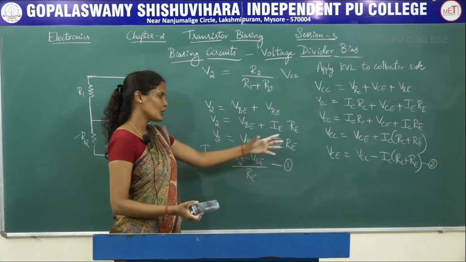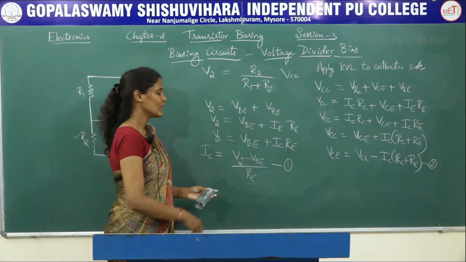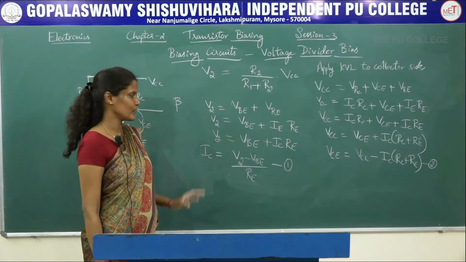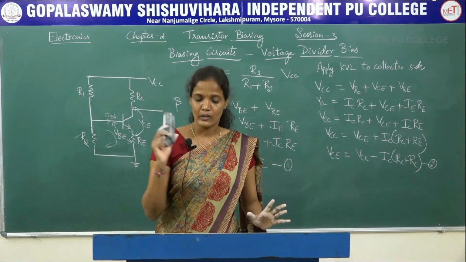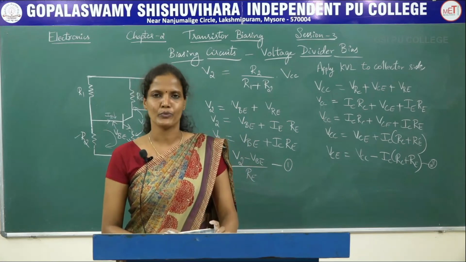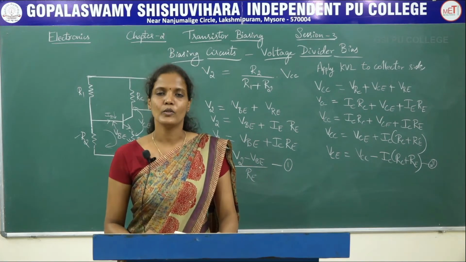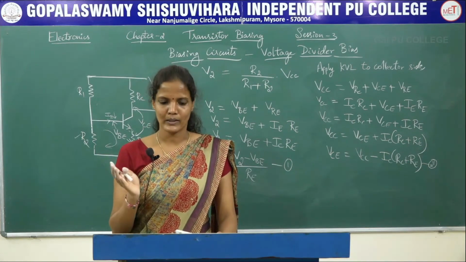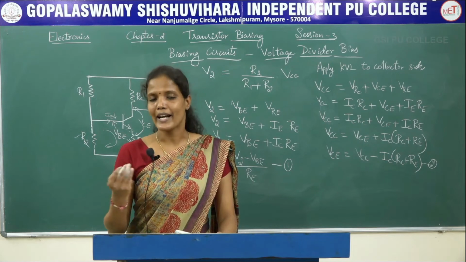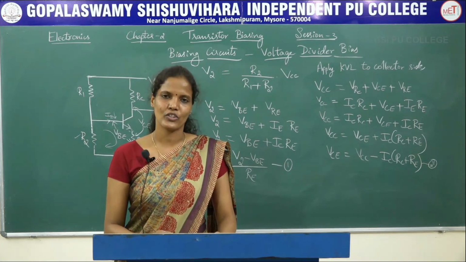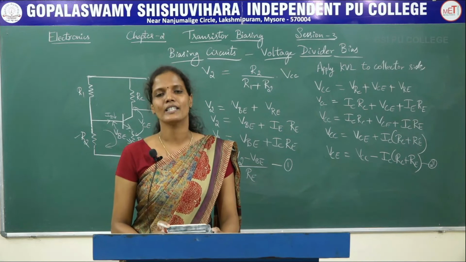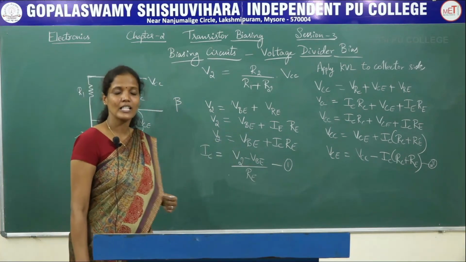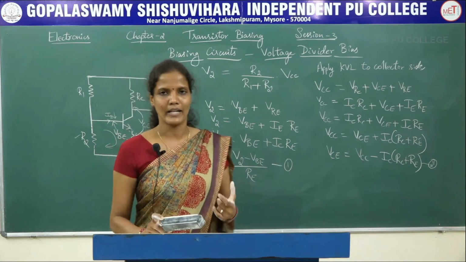So if you look at these two expressions, they are free from the term called beta. Nowhere here has beta come up. So if I use this voltage divider biasing circuit, the transistor will be much more stable. The Q point will not shift from one place to another, or shift either towards the cutoff region or towards the saturation region, whenever there is a change in temperature or a change in beta, because these equations are free from the beta parameter.